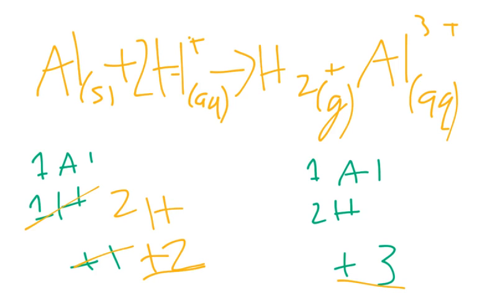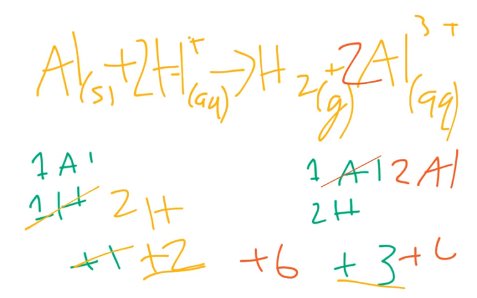Well, let's try a few things. What I like to do is find the least common multiple of the two. The least common multiple of the two: this is 2, 4, 6, this is 3, 6. Hey, look, 6 is the least common multiple. So we are going to try to make it so that both sides have a +6 charge. How do we achieve that? Well, we can make 1 aluminum into 2 aluminums, and this would make a +6 charge, since if each aluminum is +3, then 2 times +3 is +6.